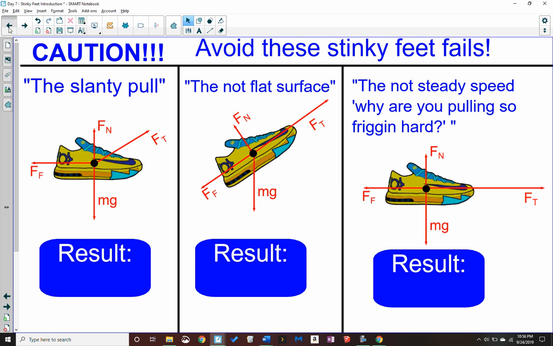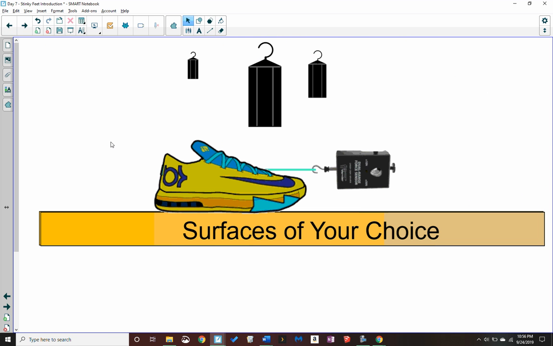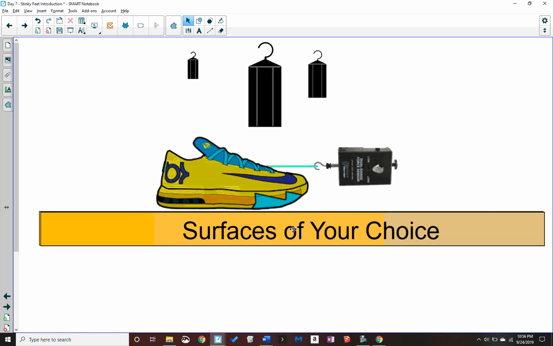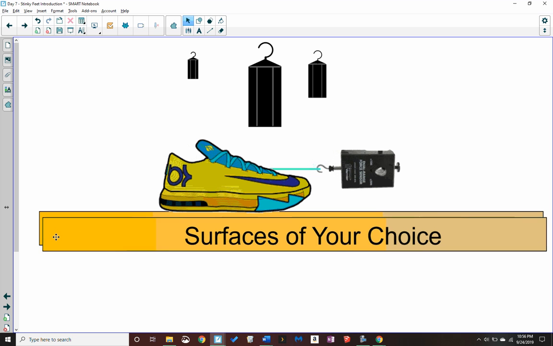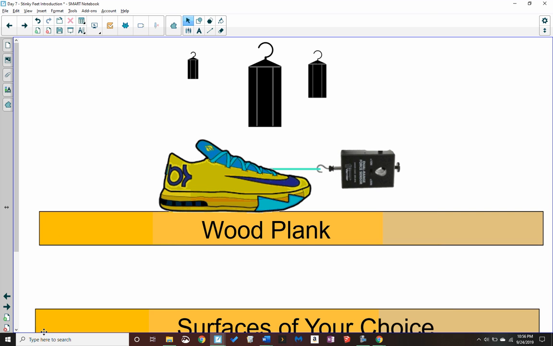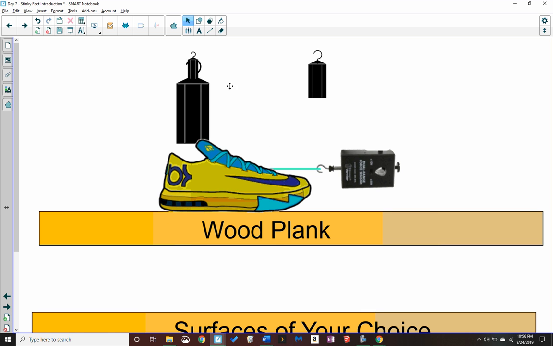Okay. One other thing that's a little bit of a complication to this lab is that we're manipulating two independent variables at once, and that's okay, as long as we only manipulate one at a time. Okay. So can you see what our independent variables would be? You're all screaming at the top of your lungs right now. The surfaces and the normal force, right?